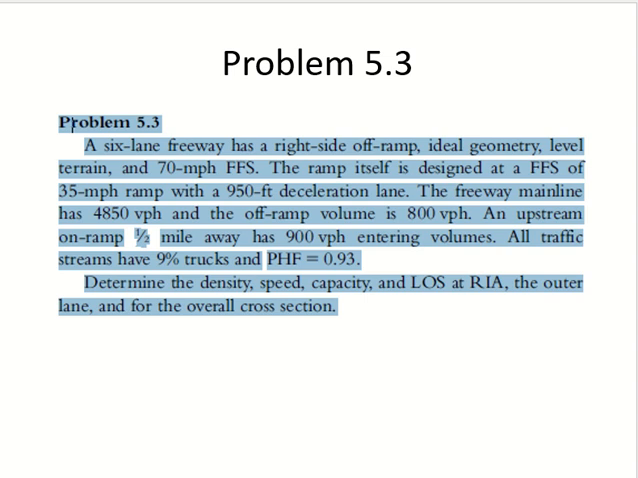Okay. There is an upstream on ramp. Upstream means what? Before. And on ramp means? Merge. Okay. Entering. So that ramp, the before ramp, has 900 vehicles per hour volume. All traffic streams have 9% trucks and peak hour factor 0.93. Okay.